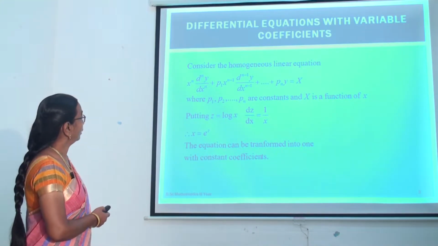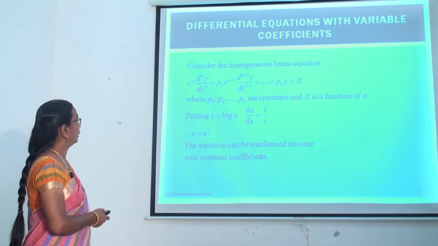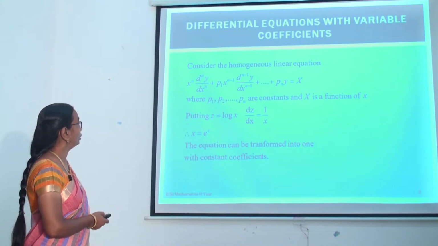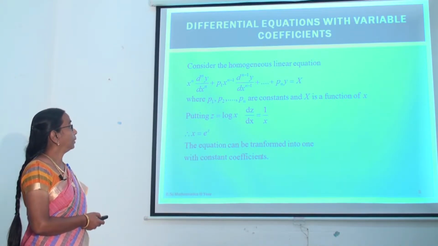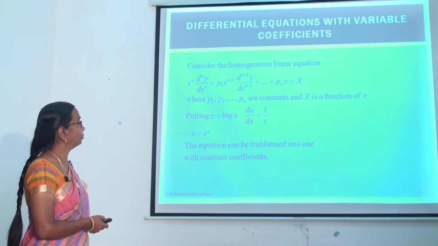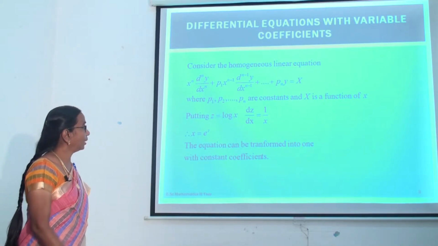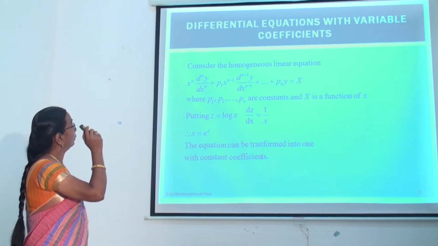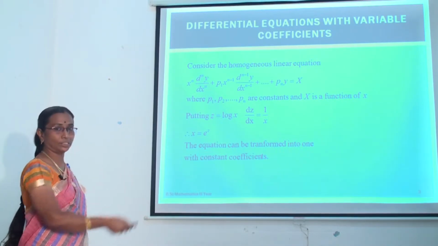Consider the homogeneous linear equation x^n d^n y/dx^n + p1 x^(n-1) d^(n-1) y/dx^(n-1) + etc. + p(n-1) x dy/dx + pn y = X. See here, p1, p2, etc., pn are constants and X is a function of x. Now I am going to convert this differential equation with variable coefficients into a differential equation with constant coefficients.